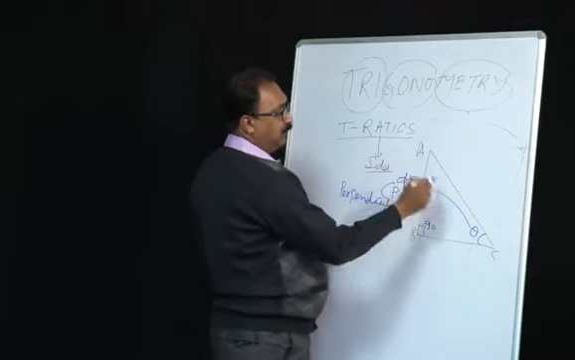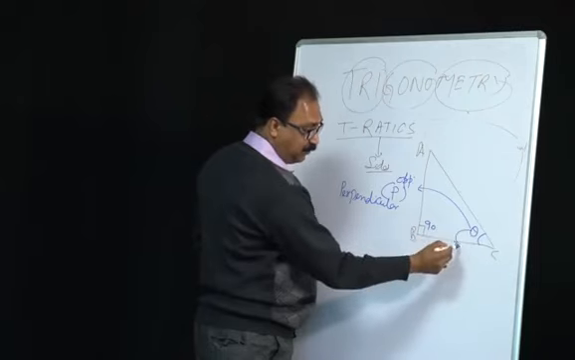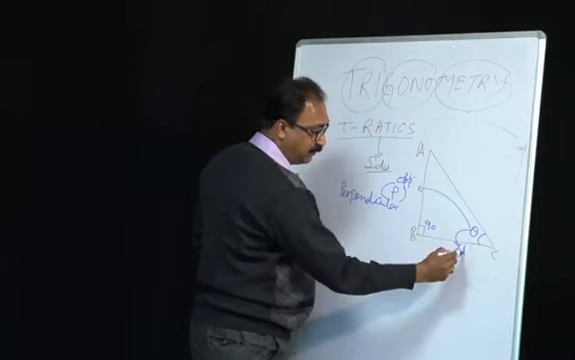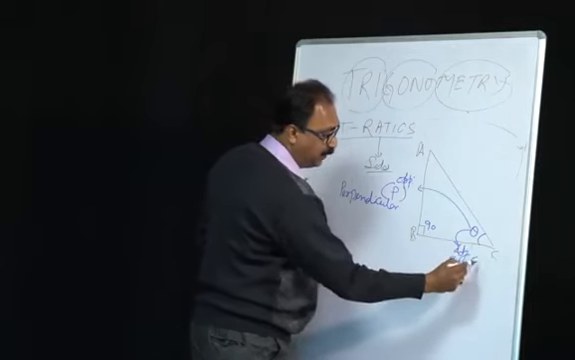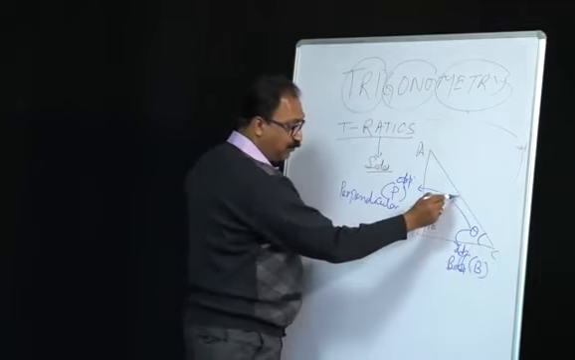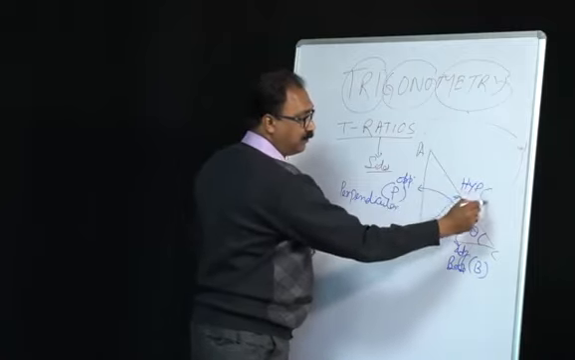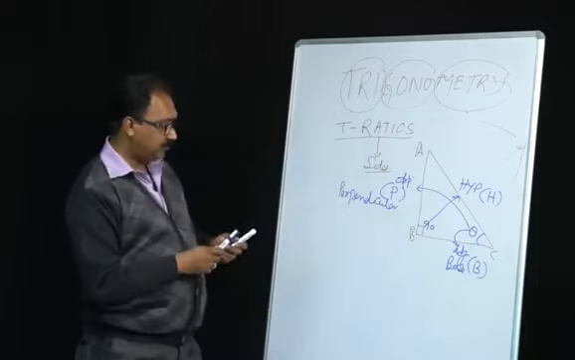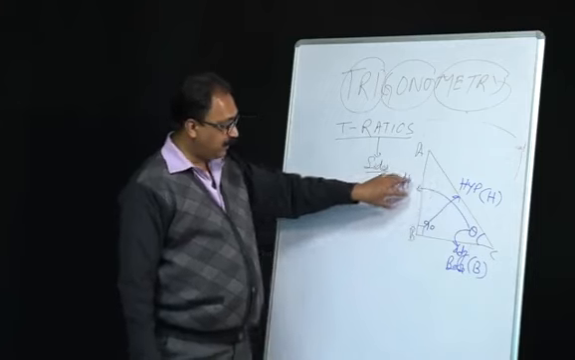And the adjacent side, see this angle, the side nearby we call base. This is called the adjacent side. The adjacent side we call base, denoted by B. And the side opposite to 90 degrees we call hypotenuse, denoted by H. The three names of the sides we learn here. One, opposite of acute angle is perpendicular.